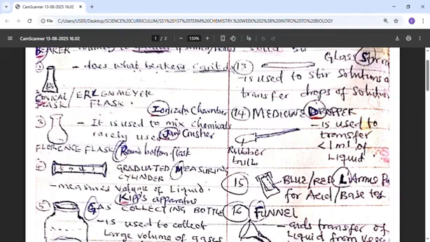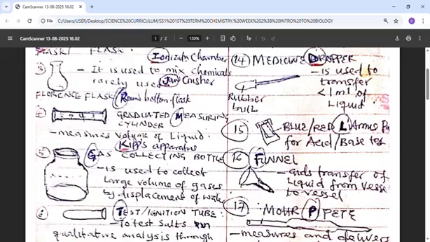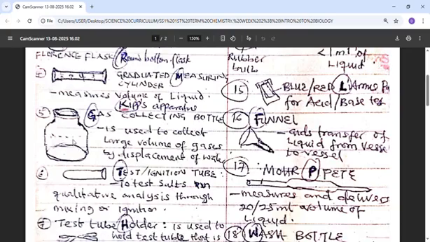The next one we have number 4, graduated measuring cylinder. So this measuring cylinder, you can use it to measure volume of liquid. Then number 5, we have the gas collecting bottle. So as its name implies, you can use it to collect gas, especially large volume of gases by displacement of water, just like Gibbs apparatus is also used to collect gas.